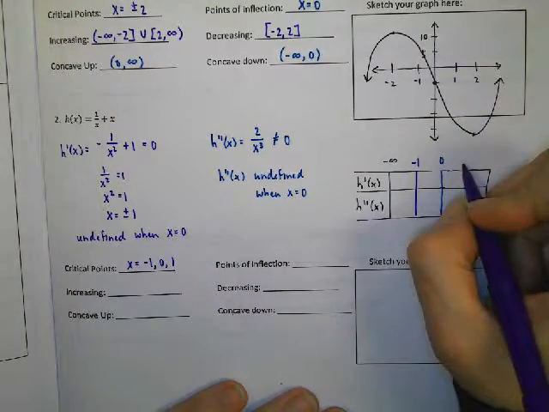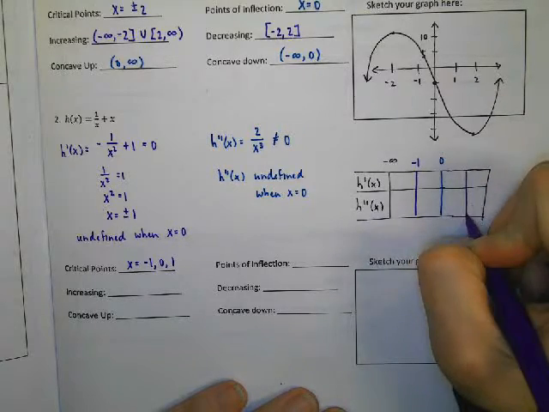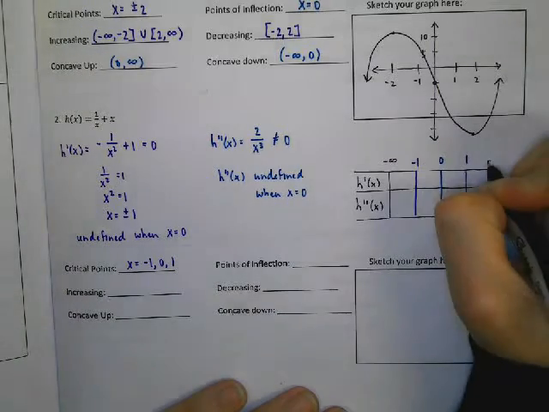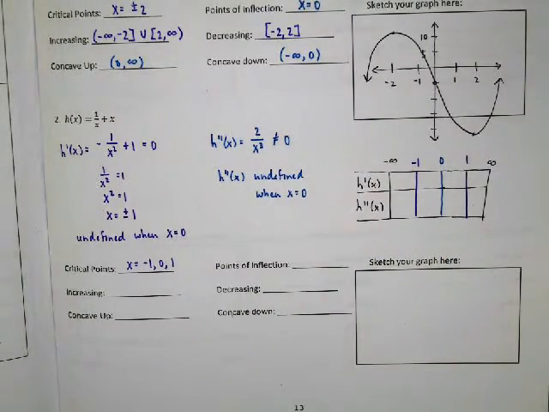Another critical point at 1. And then infinity here. And so now we're going to fill in our table.